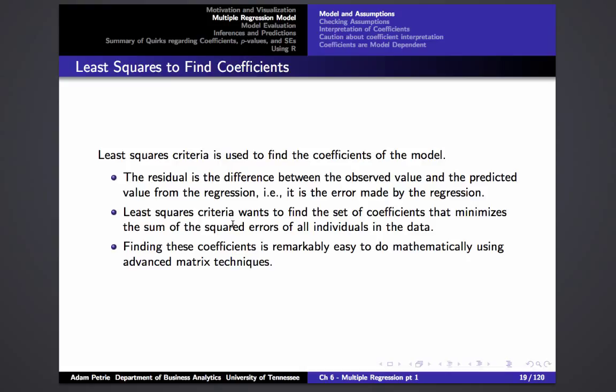Now, it sounds like an impossible task, but actually finding these coefficients is extremely easy to do mathematically, as long as you're a bit more familiar with advanced mathematical concepts like matrices, which we're not going to get into here. All we need to know is that these coefficients are found by minimizing the sum of the squared errors, the least squares criteria.